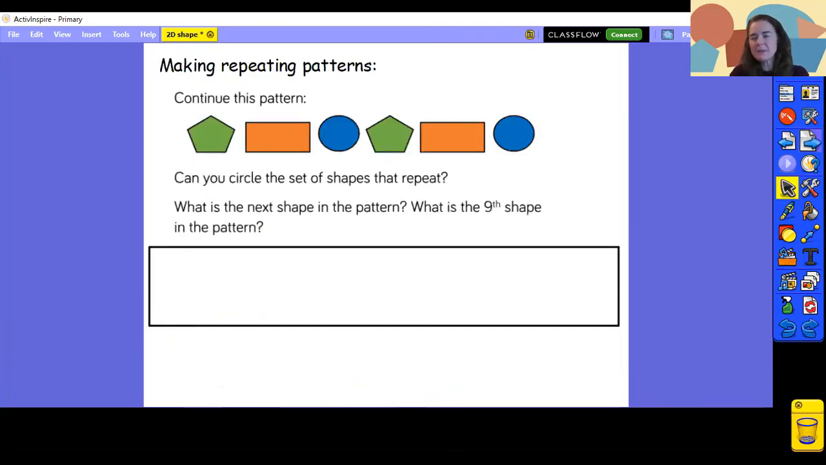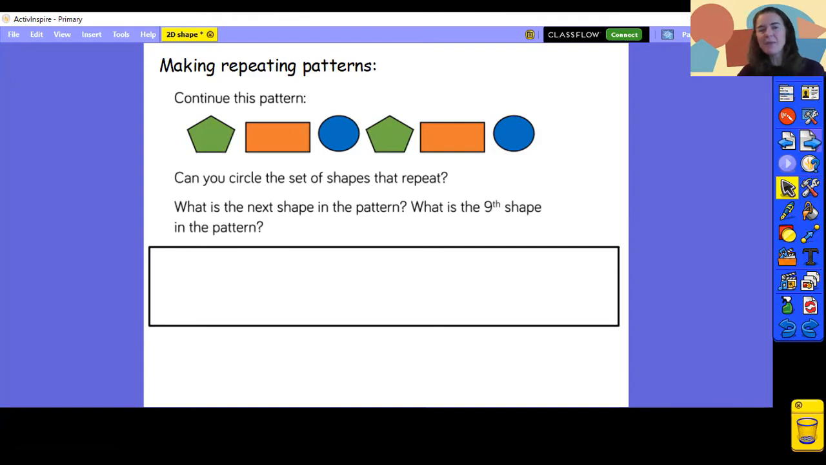Okay, so we're going to be practicing making repeating patterns, and we've sent this challenge out to you as well. So in a minute, I want you to pop me on pause and have a go at solving this repeating pattern problem. It says, continue this pattern. Can you circle the set of shapes that repeat? What is the next shape in the pattern? And what is the 9th shape in the pattern going to be? So the shape that comes 9th in the line. Okay, so pop me on pause and have a go at solving this problem, and then come back to me and we'll go through it together.